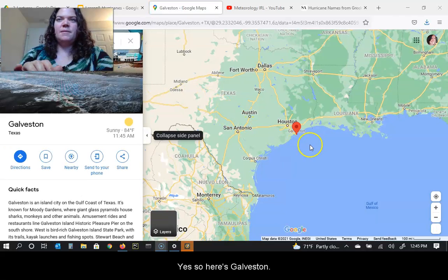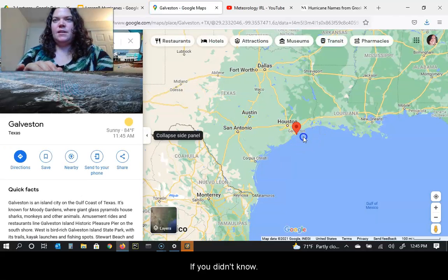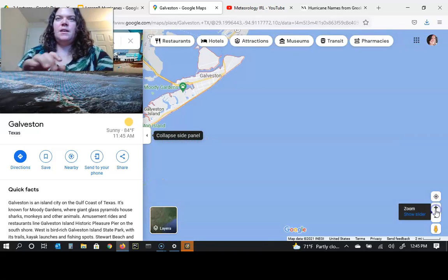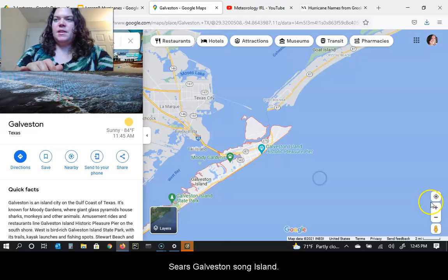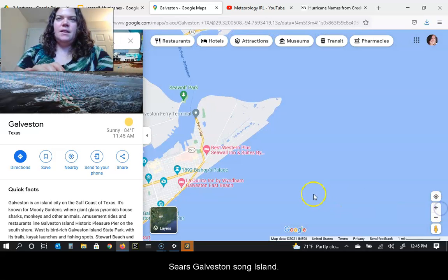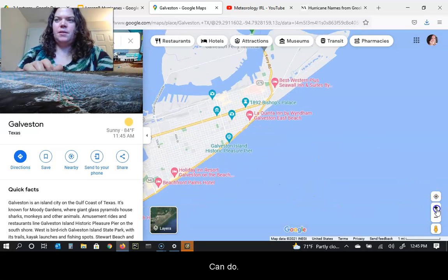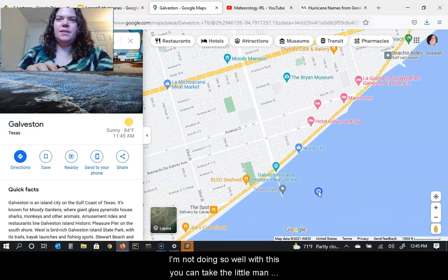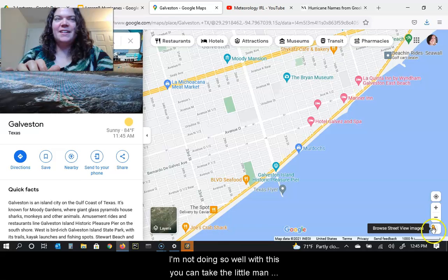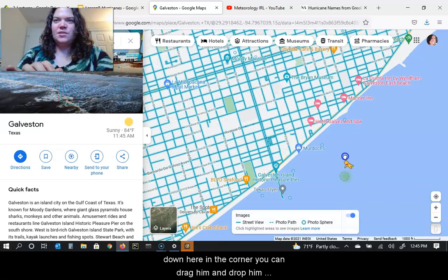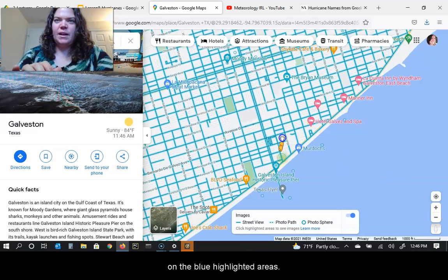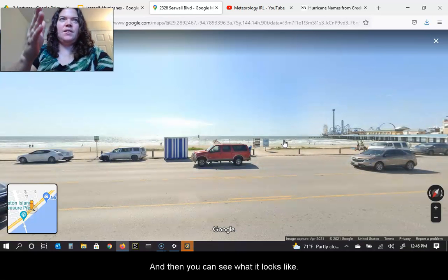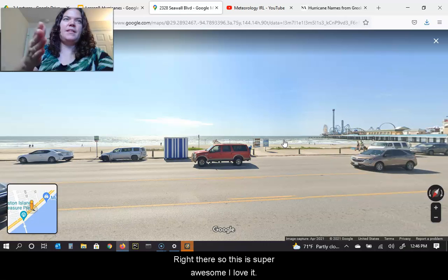Yeah, so here's Galveston. And if you didn't know, you can zoom in. Let me use the plus button. So here's Galveston. It's on an island. And what you can do, I'm not doing so well with this, you can take the little man down here in the corner. You can drag him and drop him on the blue highlighted areas. Super fun. And then you can see what it looks like right there.